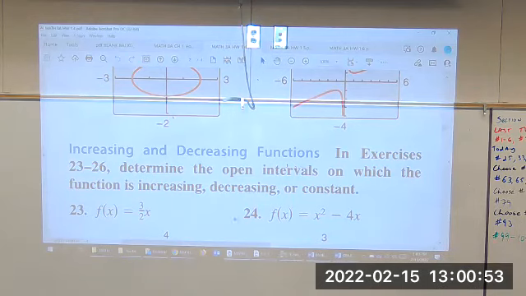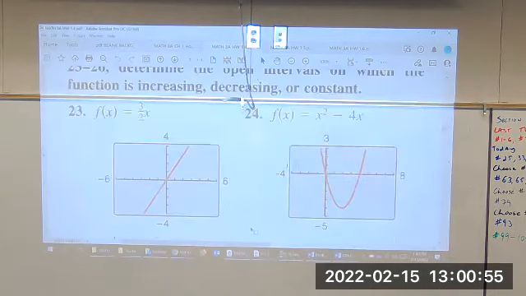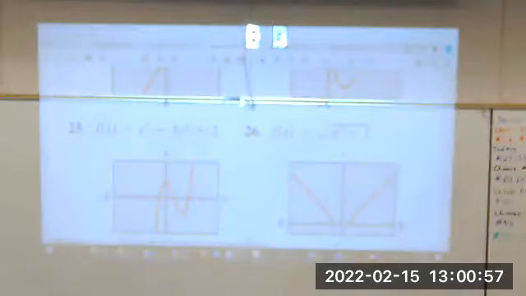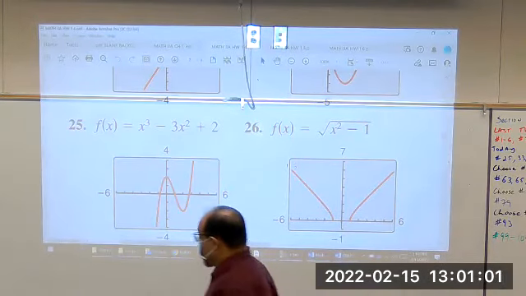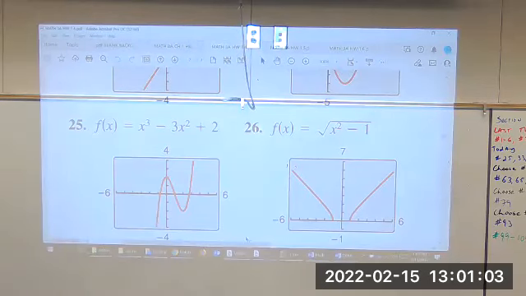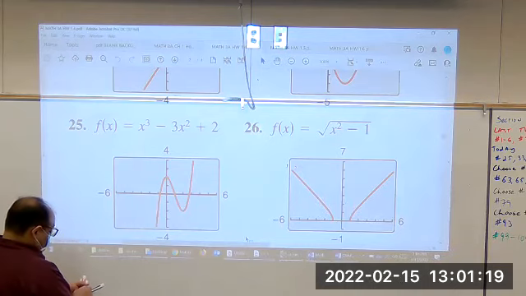So increasing is always about left to right. It is when the y's get bigger as you go from left to right. Decreasing, the y's get smaller as you go from left to right. Constant, the y's don't change. The y's are equal to each other as you go from left to right. So here's what the graph looks like. This is what it's doing.